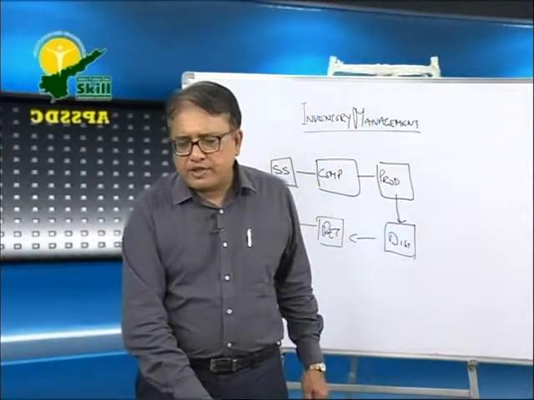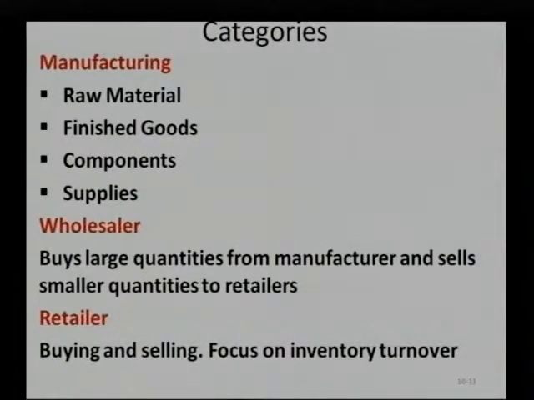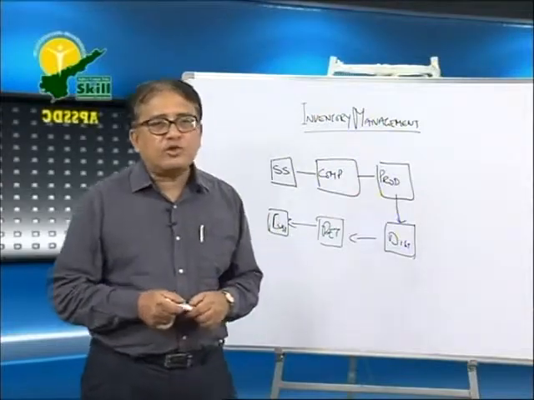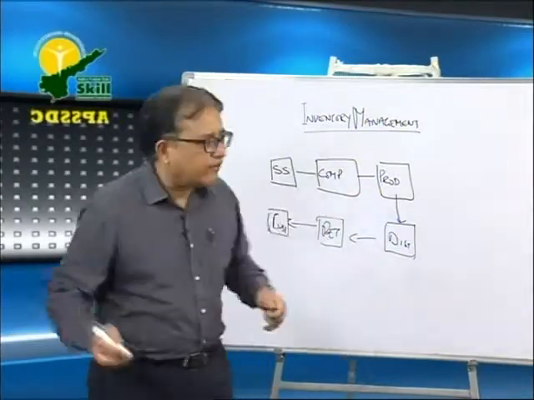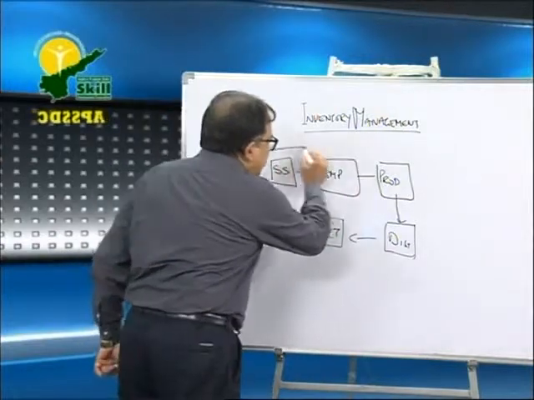So, this is what we said in the previous slide. Now, what are the categories? Raw materials, finished goods, components, which are required primarily by the manufacturing. Wholesaler or distributor, they also need inventory. So, who needs inventory? All of them need inventory.